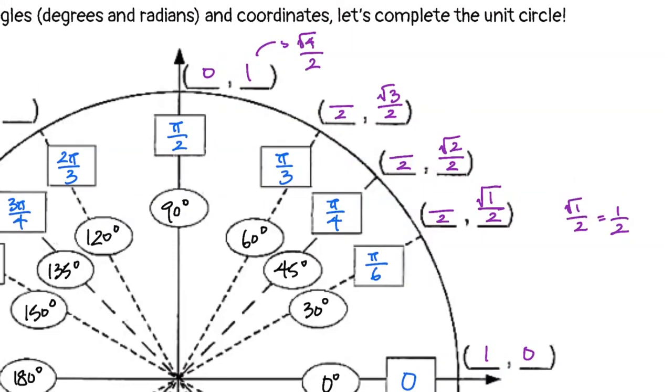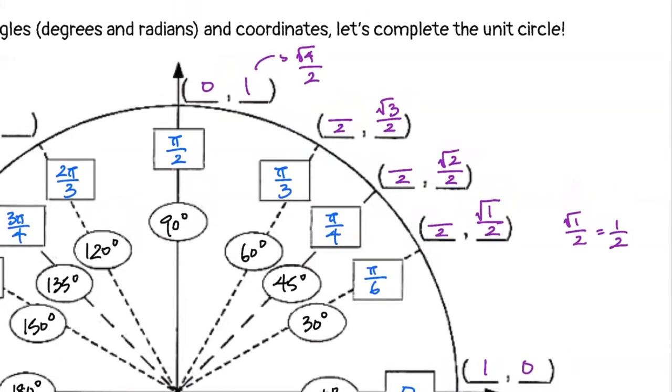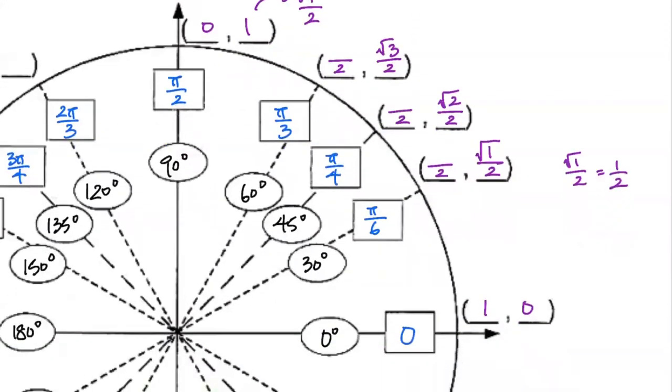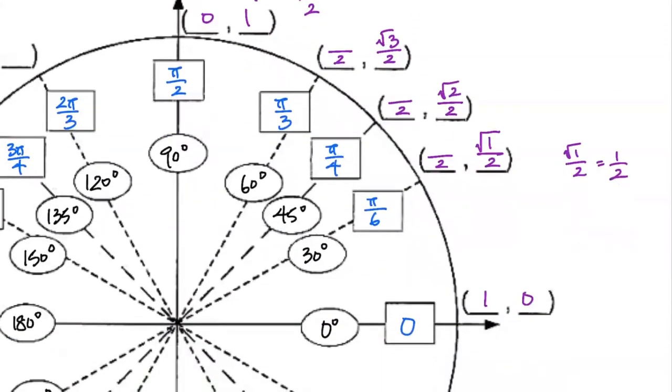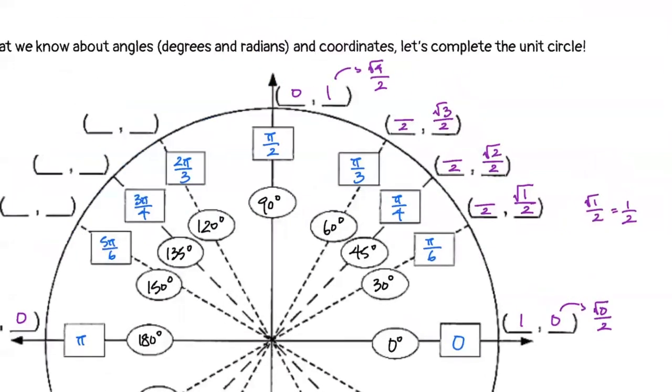Are these equal? Is square root of 4 over 2 equal to 1? Yeah, right? Square root of 4 is 2. 2 over 2 is 1. Okay. Well, why did I make us start counting from 0? What's this? Square root of 0 over 2. That's 0. Okay.